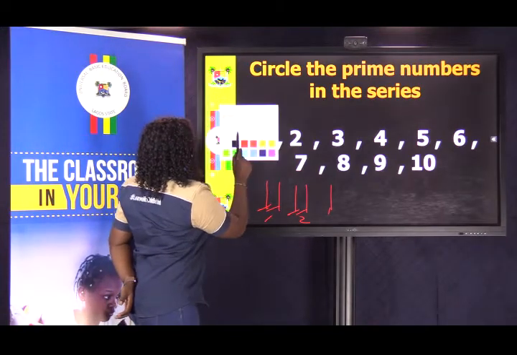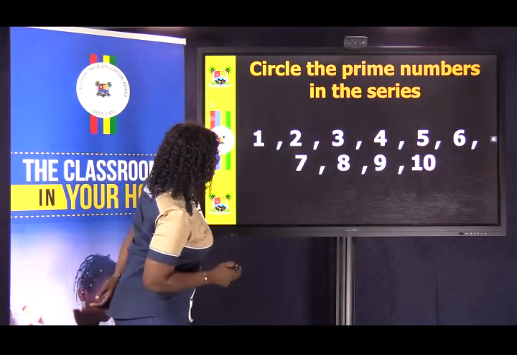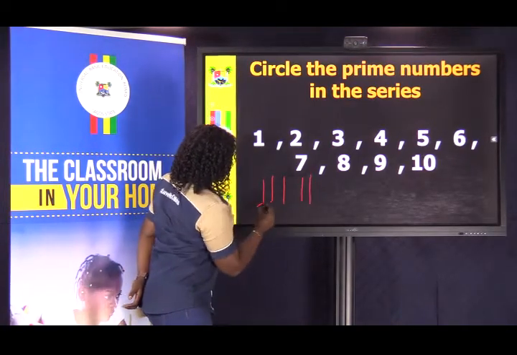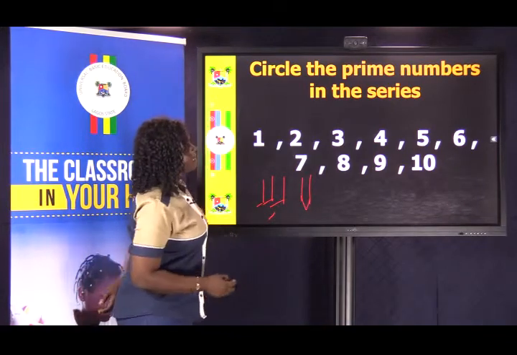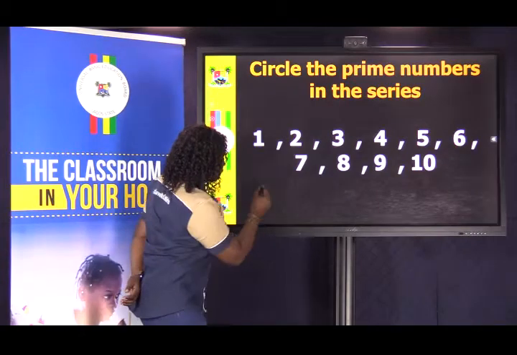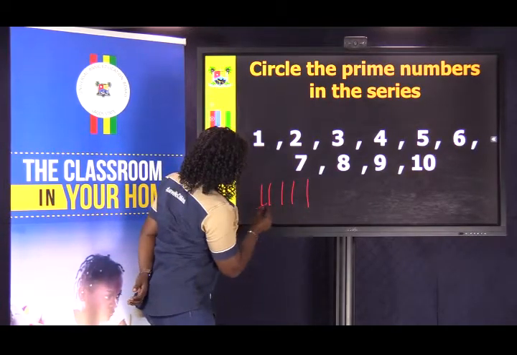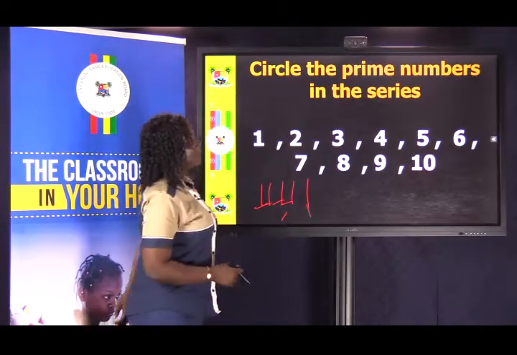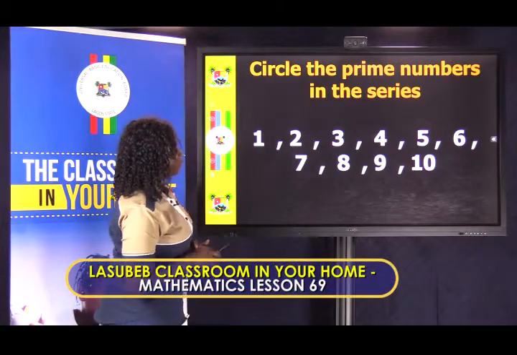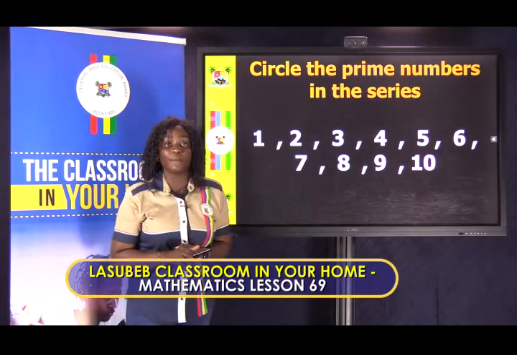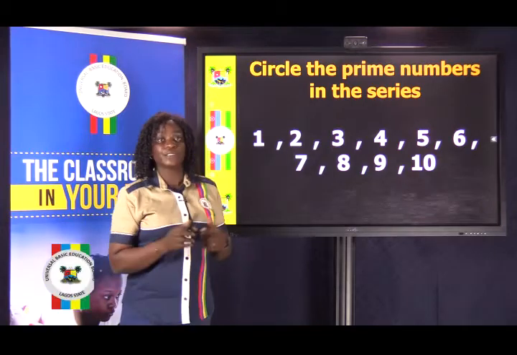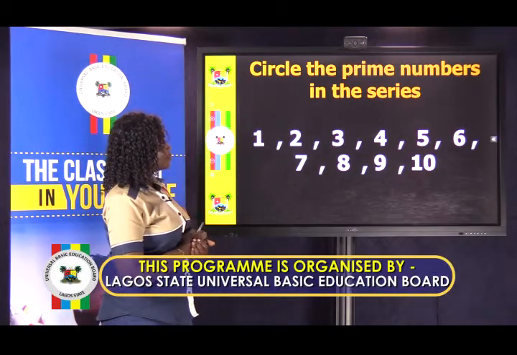So that is established. Let's go to 3. 3 cannot divide 5. Let's see if 4 can divide 5. 4 cannot divide 5, which means 5 is a prime number because the only numbers that divided 5 are 1 and 5. So that makes 5 a prime number too.